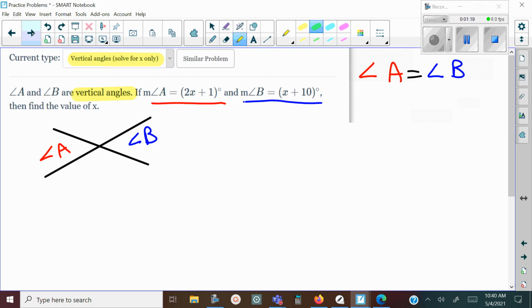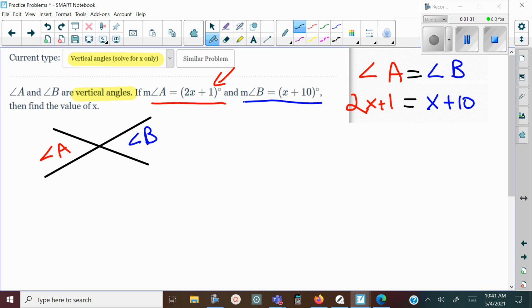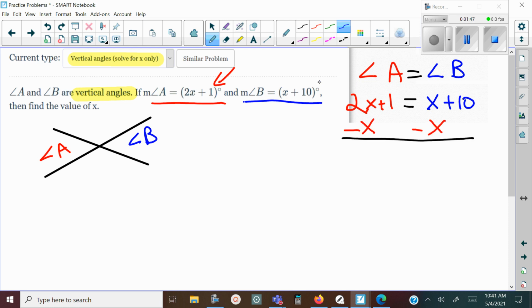All right, so next we're going to plug in those expressions for each angle. We plug in 2x plus 1 for angle A and x plus 10 for angle B. Now the next thing we're going to do is solve for x. We're going to move the variable to the left and subtract x on both sides. And once we do that, we get 1x, or x, plus 1 is equal to 10.